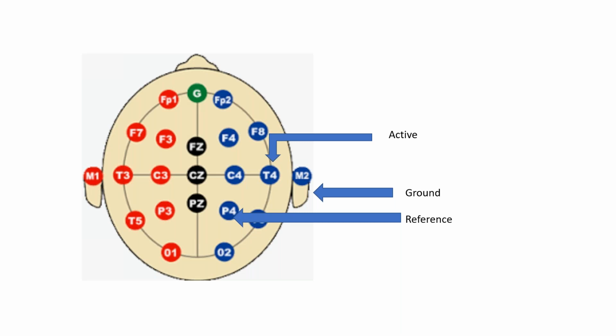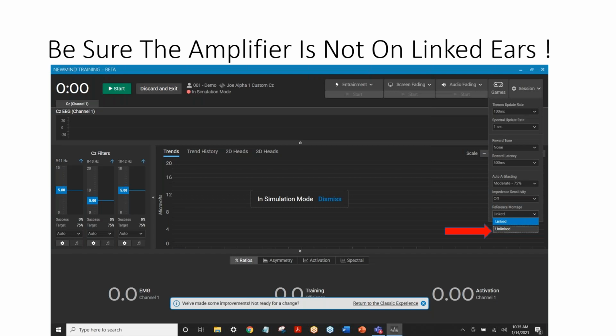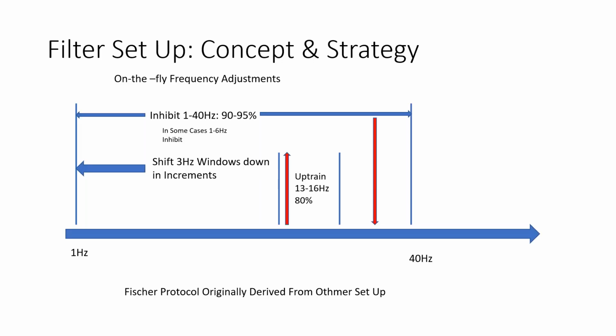The difference is that Seaburn Fisher came along at a time when the Othmers were doing an unusual type of training. And so there's a lot of people doing T4P4, but they're using the old Othmer technique of doing a weak broad squash across all frequencies and then a narrow band of uptraining 3 hertz wide that you shift up and down.